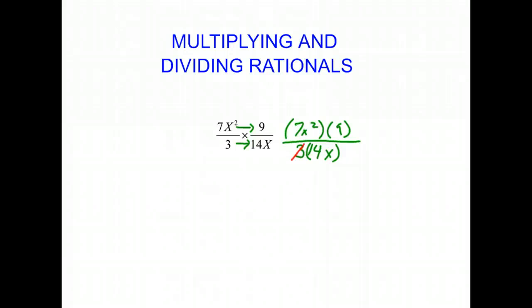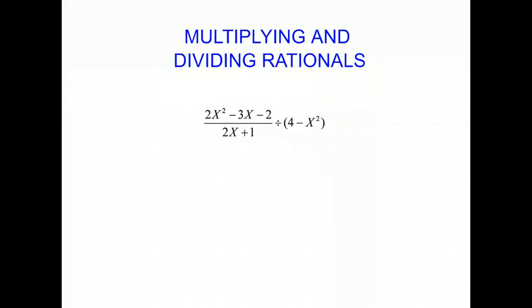So this 3 can cancel with this 9, so this becomes a 1 down here and a 3 up here. And we can do the same thing with the 7x squared and the 14x down here. So this 7x is going to become just an x, and this one is going to become a 2. Then we multiply these things, and we get x times 3, which is just 3x, and 1 times 2, which is just 2. And that's how we multiply rationals.